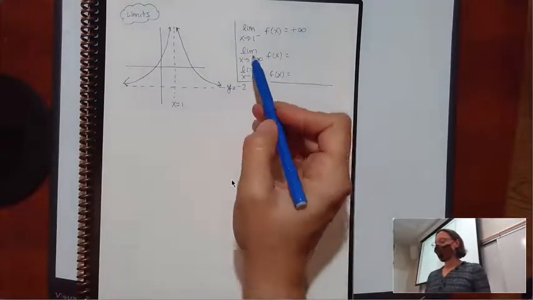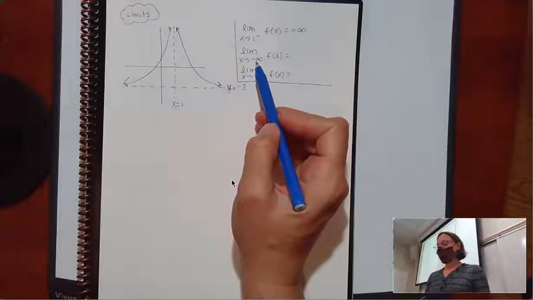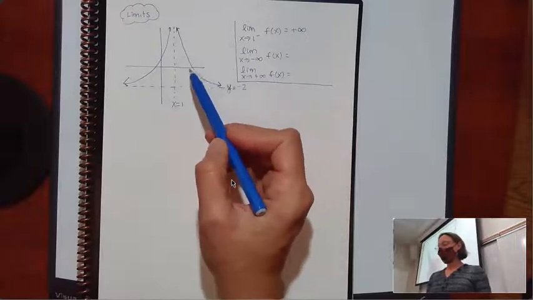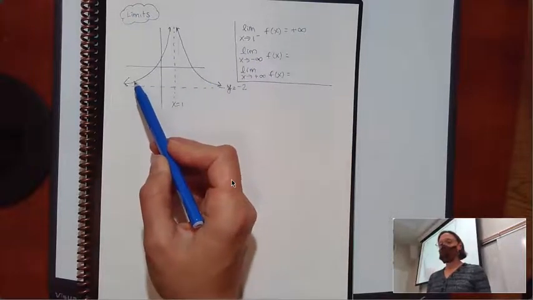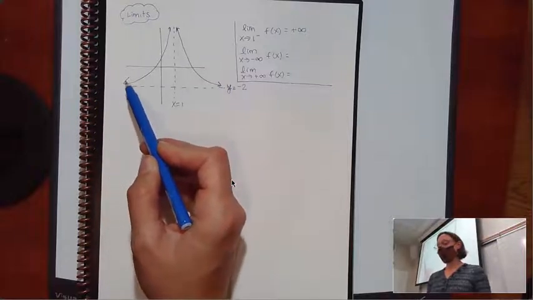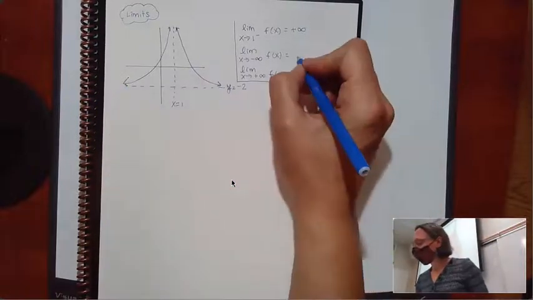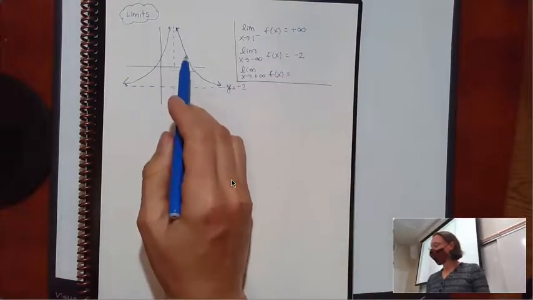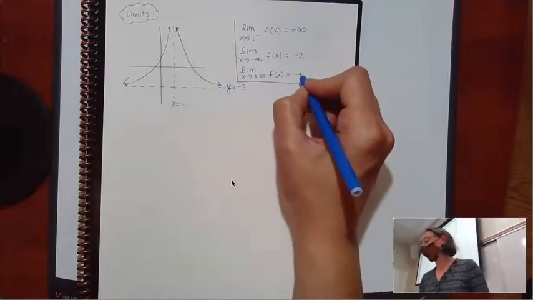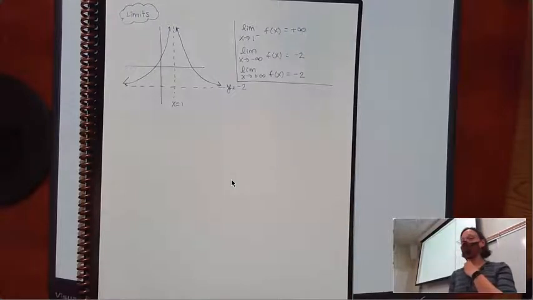Now, if I'm looking for the limit as x approaches negative infinity, that's saying that way out on the left-hand side of the graph, what's the y value that the curve is approaching? And on the right-hand side, my y value is approaching the same thing. That's also headed to -2.